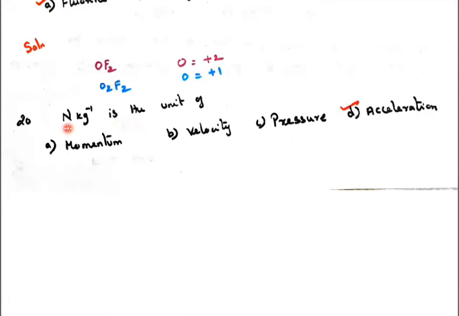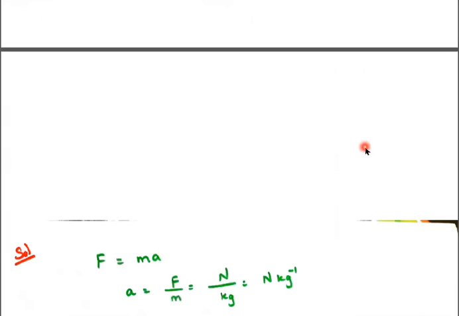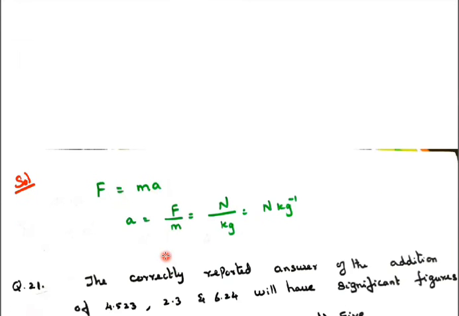Next question. Newton per kg is the unit of momentum, velocity, pressure, or acceleration. We already know Newton's first, second and third laws. The second law of Newton is that force is equal to ma, where m is mass and a is acceleration. Therefore acceleration is equal to force by mass.